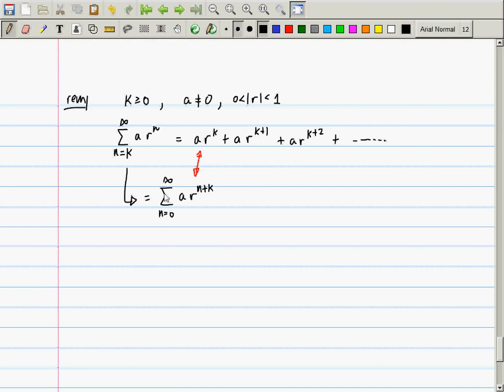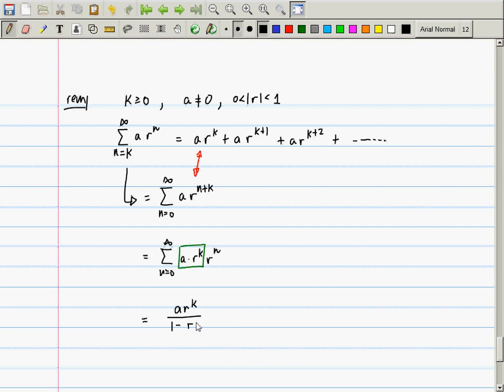So then now this can be factored in the way we were doing previously. This is the sum from n is 0 to infinity of a multiplied by r to the k multiplied by r to the n. And so now this term that I'm squaring, this is the new a, the constant a. It's constant with respect to n. So this is equal to a r to the k over 1 minus r.